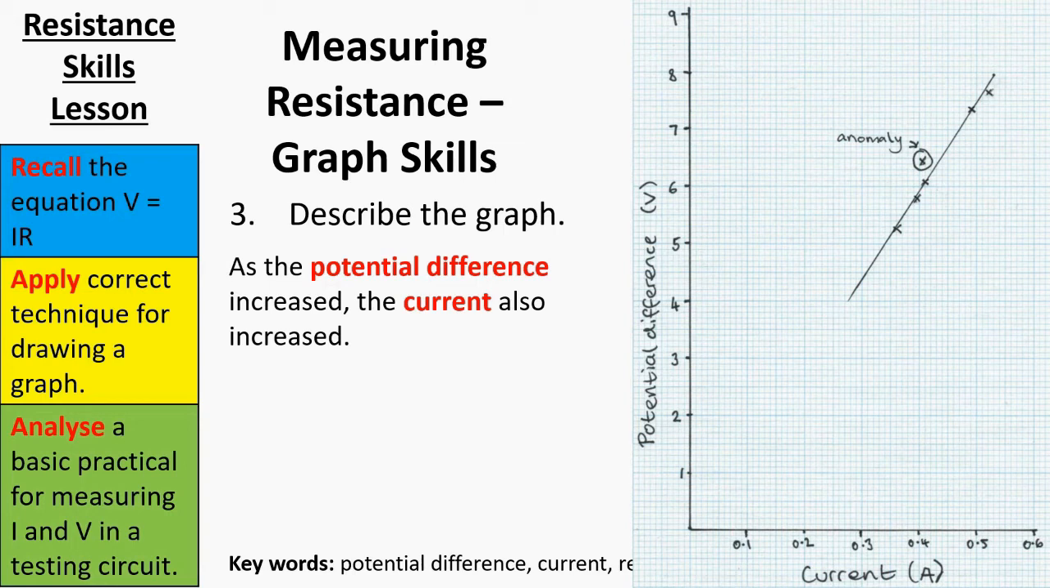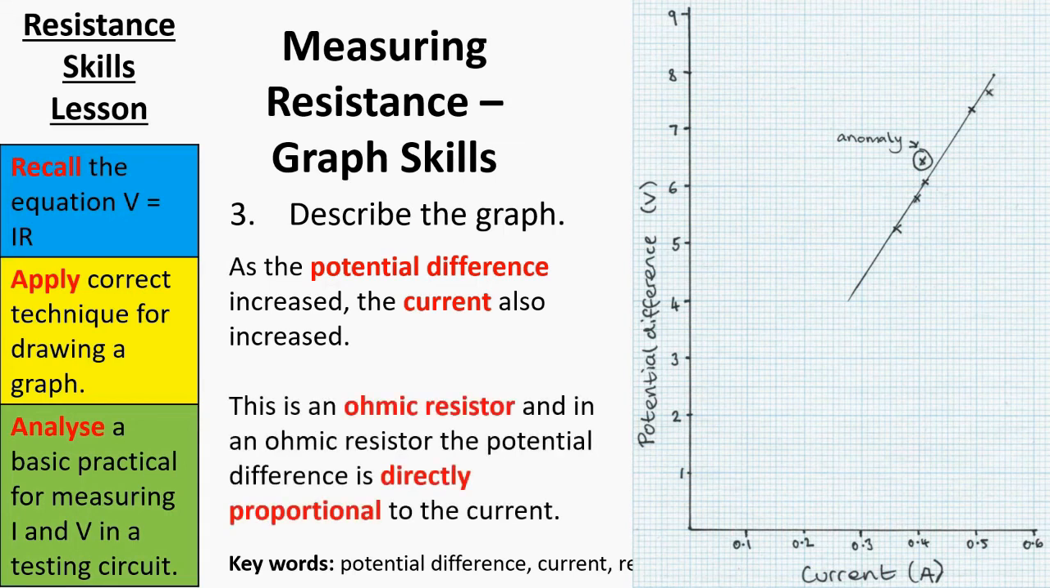So you may have added something like this. This is an ohmic resistor. And in an ohmic resistor, the potential difference is directly proportional to the current. And here is the sort of trend line that you may have drawn. If you take a look, it goes through the origin and it intersects those crosses.